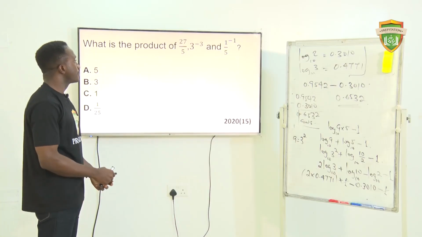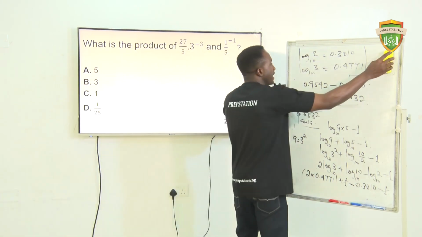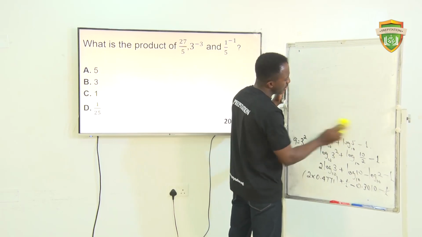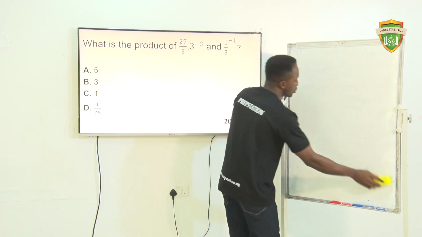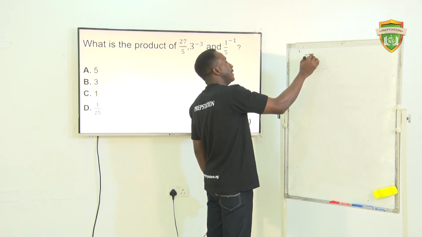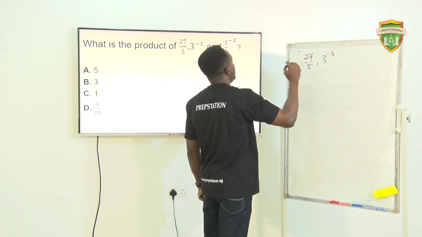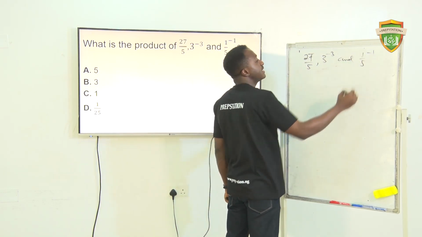This is logarithm. Now, this is very important. This is indices. Indices is also under numbers. Indices is also under numbers. Please pay rapt attention as I take you through how to solve this question. We have, what is the product of 27 over 5? Okay. 3 raised to the power minus 3. And 1 over 5 raised to the power negative 1.